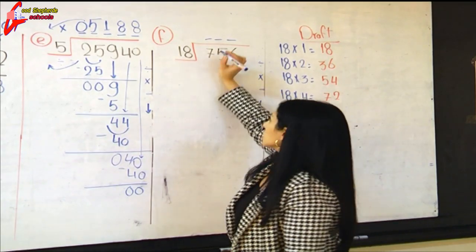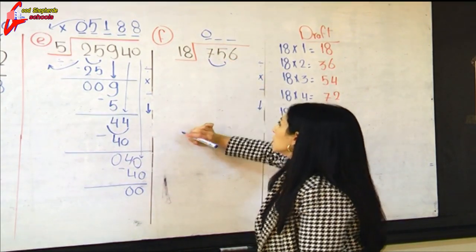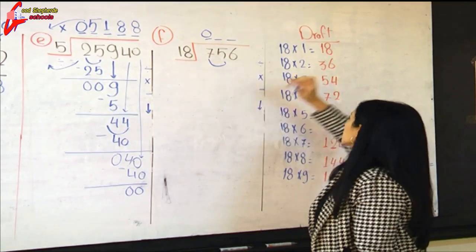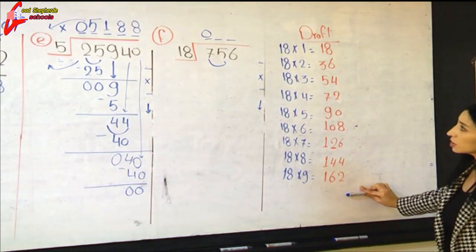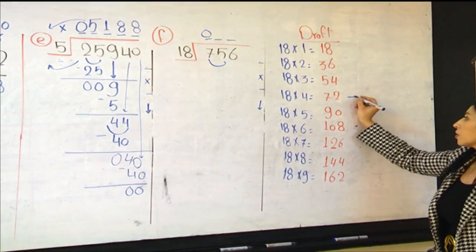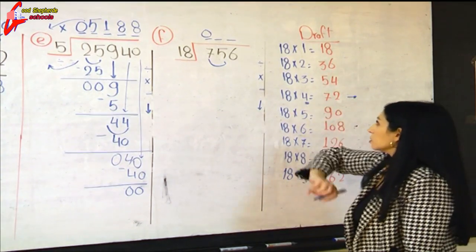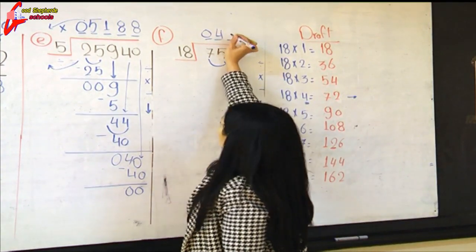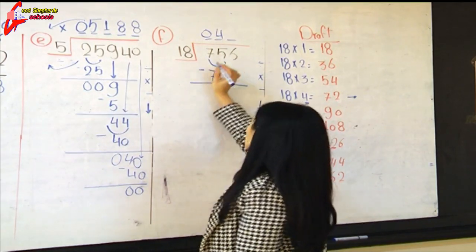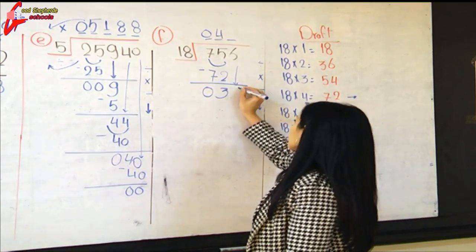7 divided by 18, 7 is less than 18, 0. Take 5 with the 7 to make one group. 75 divided by 18, search in table 18 for the result nearest to 75 or equal to 75. Here we find 72. What gives you 72 is 18 times 4. Take 4. 4 times 18, 72. Make minus, 75 minus 72 is 3. Drop 6.